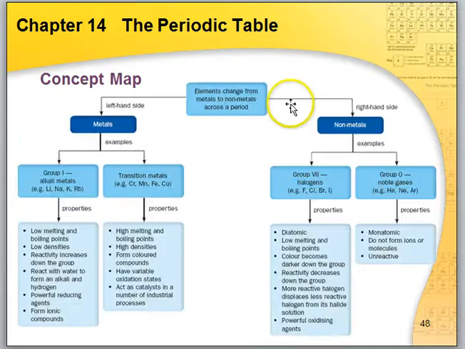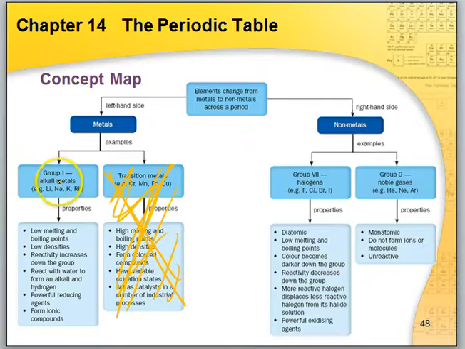Next, we dwell into the metals and the non-metals. This part here, transition metals, you can forget about; this is not your syllabus. We will just be looking at the group 1 metals, group 7, and group 0. So group 1, we know, has low melting and boiling points and low density. As you go down the group, reactivity increases. They react with water, and they are powerful reducing agents. The first is your physical properties, and this is your chemical properties.